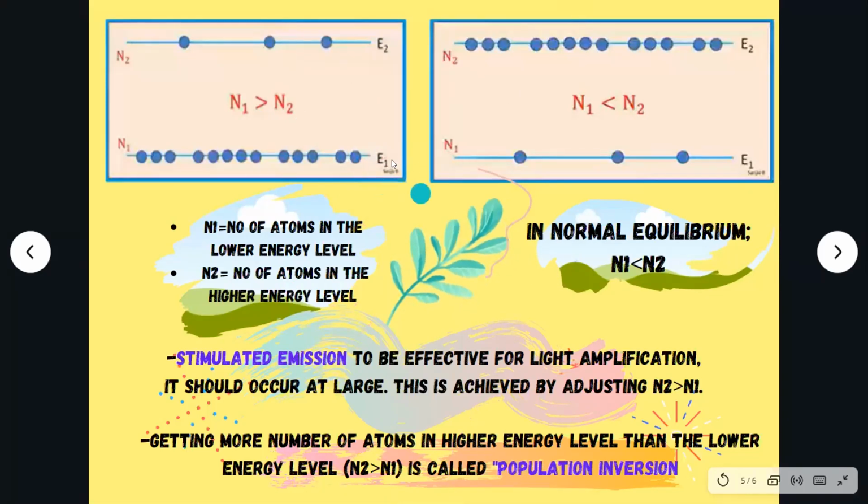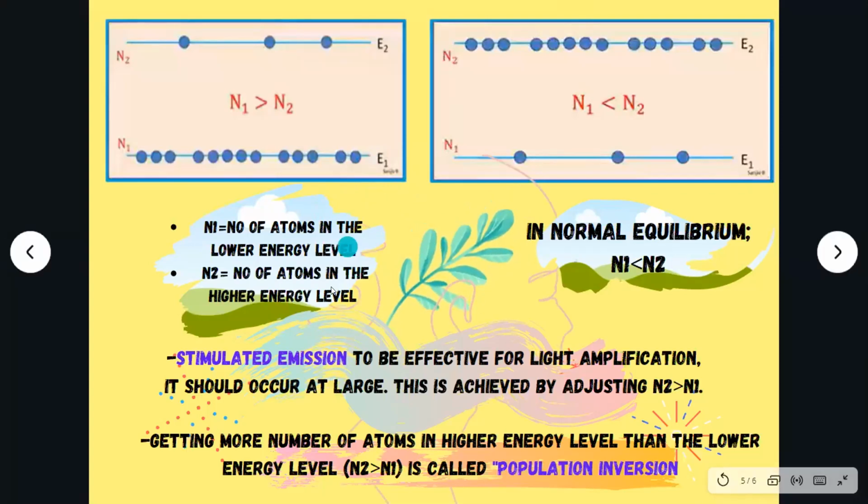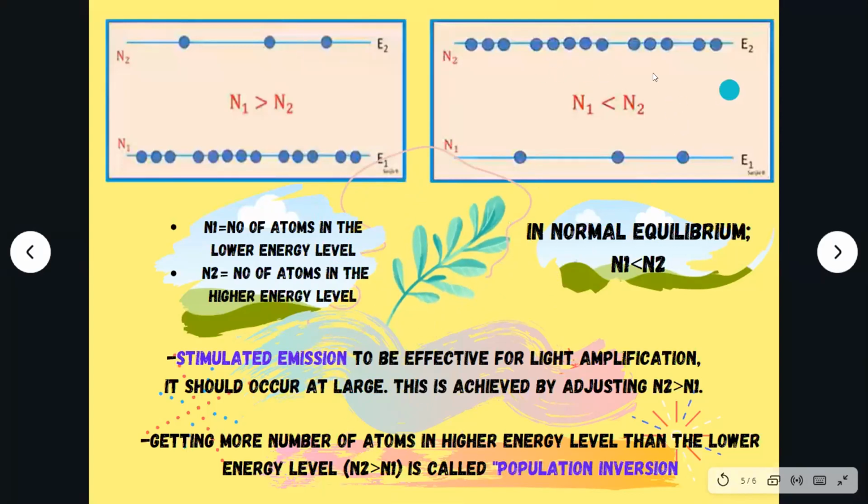So for getting a considerable amount of light amplification and emission to be effective, it should occur at large scale. And it will occur at large scale only if there are a large number of atoms available in the excited state. So this condition is achieved by maintaining some number of atoms in the excited state as compared to the number of atoms in the lower energy state. So N2 greater than N1. This condition is called the population inversion condition.